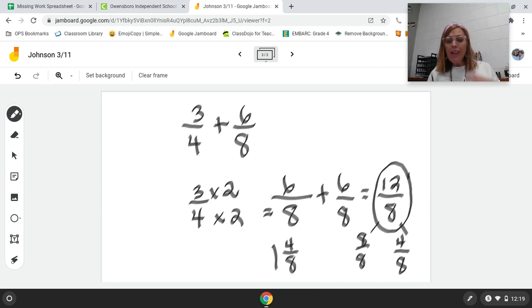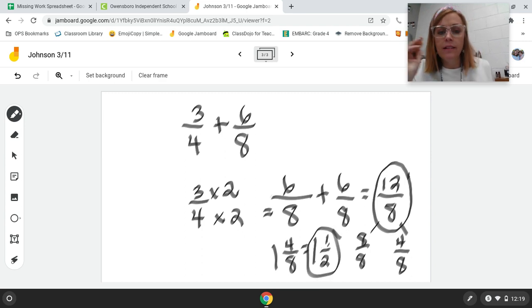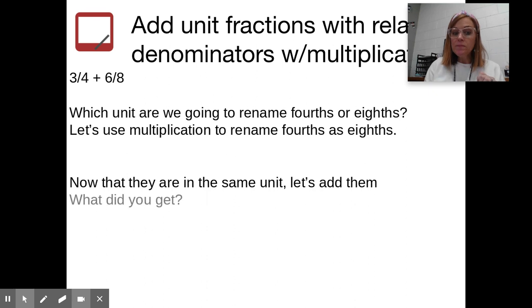Now, I would accept 1 and 4/8. But when I look at 4/8, my mind says, Miss Johnson, that can go even lower. I can change 4/8 to 1/2, because 4/8 is a half, right? So my final answer would be 1 1/2. I want to practice one more of these, okay?